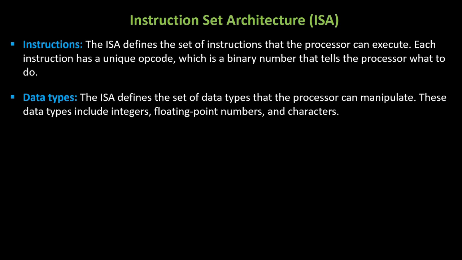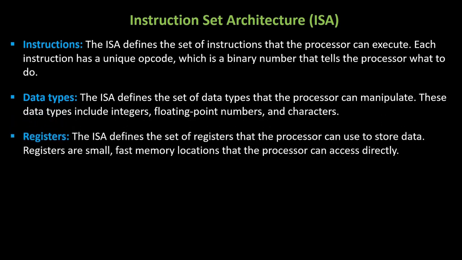Another crucial aspect of an ISA is the set of registers. Registers are small, fast memory locations within the processor that can be directly accessed. They are used to store data that the processor needs to work with quickly. The ISA specifies the number of registers, their sizes, and the operations that can be performed on them.